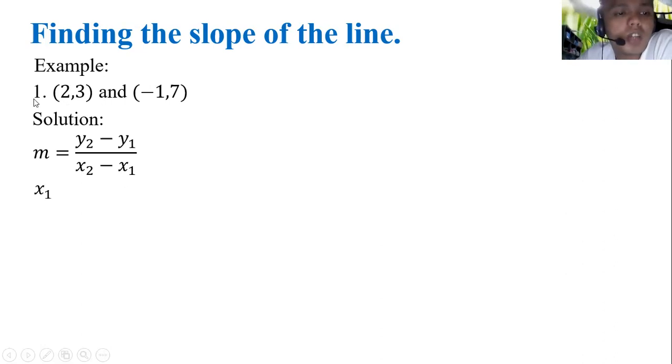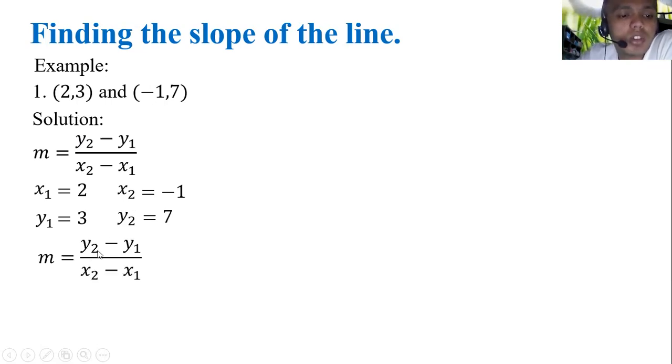Now, here, your x sub 1 from these two ordered pairs is 2, kasi ito yung unang x. Yung x sub 2 naman, ito naman, negative 1. Diba? x and y lagi to, x and y sa ordered pair. Then for your y sub 1 naman, we have 3. And then yung y sub 2 mo naman, we have 7. Then substitute natin yan dito sa given formula for slope.